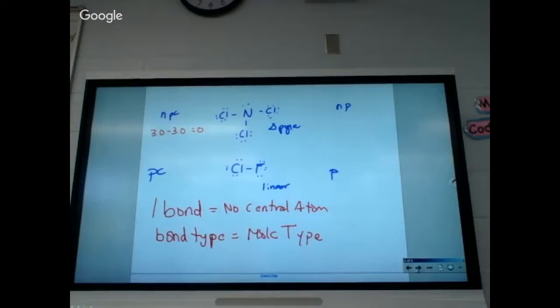Okay, but his N has 2, 4, 6, 8. So N still got 8. The C only has 6.